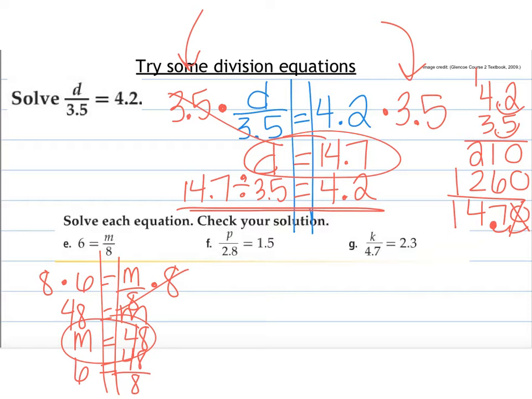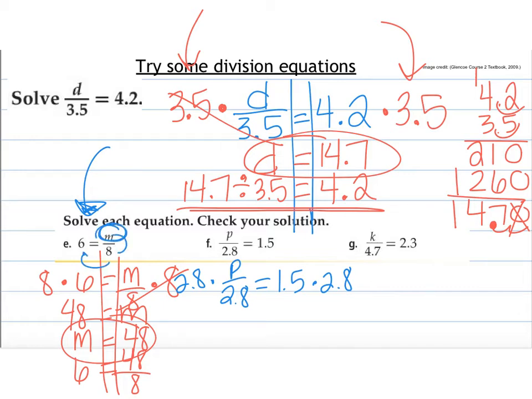P over 2 8/10 equals 1.5, so P over 2 8/10 is 1 5/10. Multiply times 2 8/10, multiply times 2 8/10. Before I move on, I want to make sure that you're thinking about this. We have a number divided by 2 8/10 to get 1½. Let's go back here. We have a number divided by 8 to get 6. That's why my number is bigger, because 48 divided by 8 equals 6. So we have to stop and make sure we're getting reasonable answers.